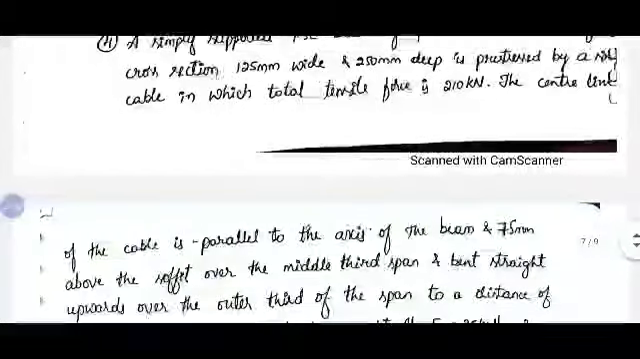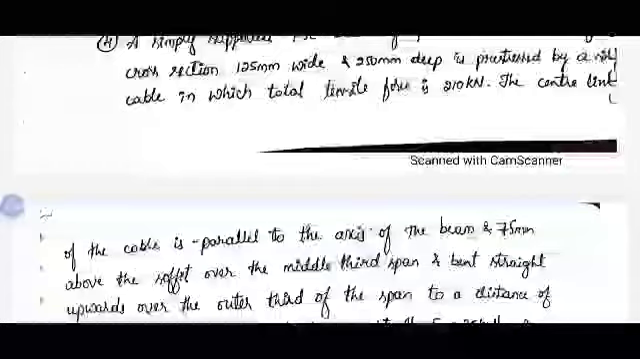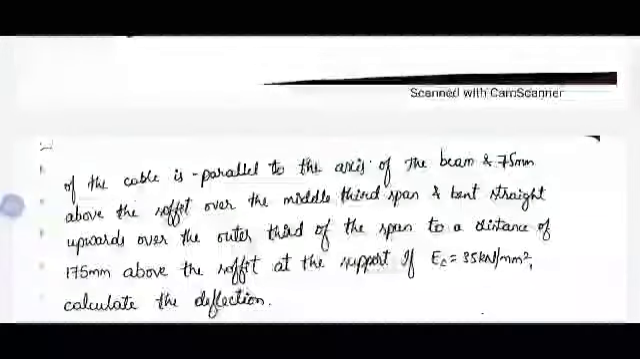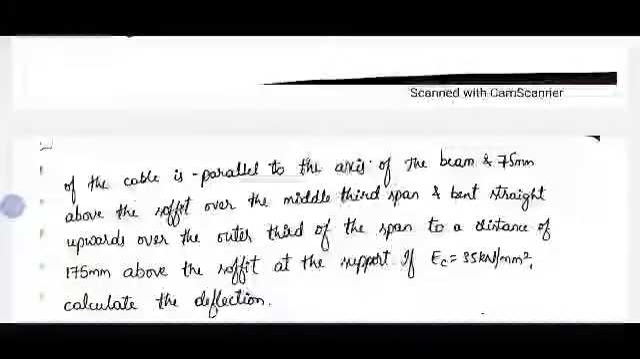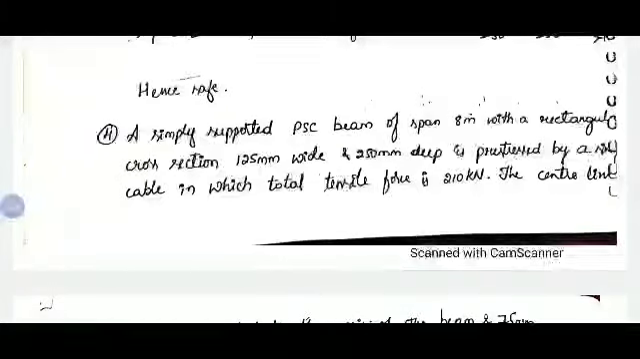If you divide the given beam into 3 parts, the center part is straight with uniform eccentricity of 25 mm, and the end portions will be bent upwards to make the distance 175 mm above the soffit of the beam at the supports. So the cross section of the beam is 125 mm wide by 250 mm deep.